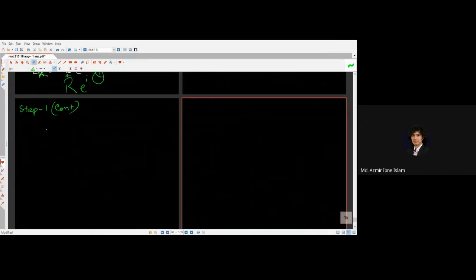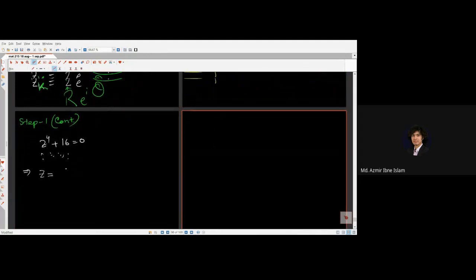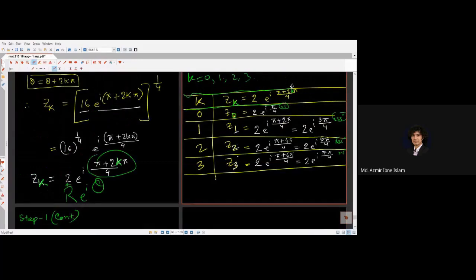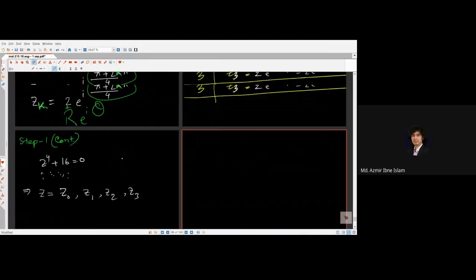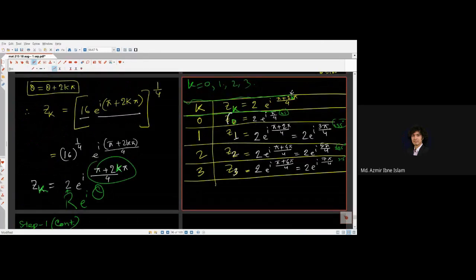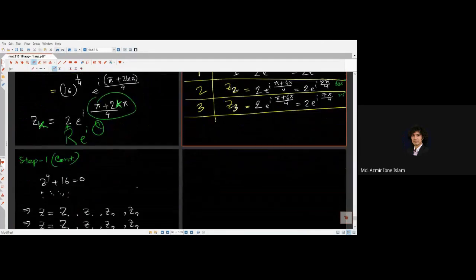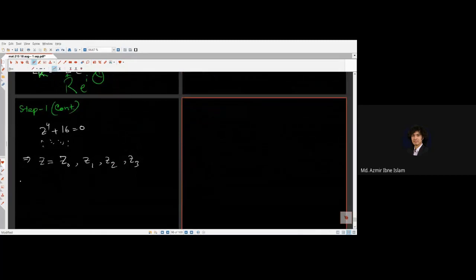Step 1 is continuing. We had z to the power 4 plus 16 equal to 0, and finally after using this concept we have found the values for z. So we have found a total of 4 roots: z0, z1, z2, z3. Is that okay? Yes, sir. I am not writing z0 again, just denoting with this point: z0, z1, z2, z3. So step 1 is done.